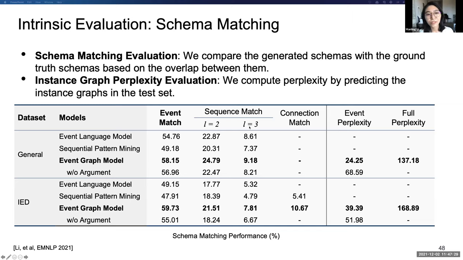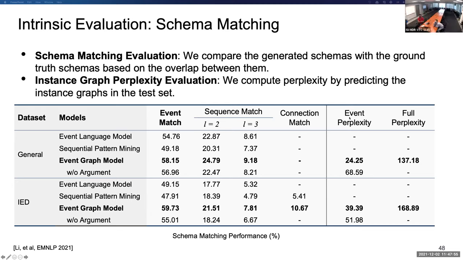And after arrest, there will be a sentence event. So there will be three hops, so this is a length-three event sequence. And we also have connection matching. Connection matching is about whether two events are connected using some arguments, or whether they didn't have any connections. And we also try to.